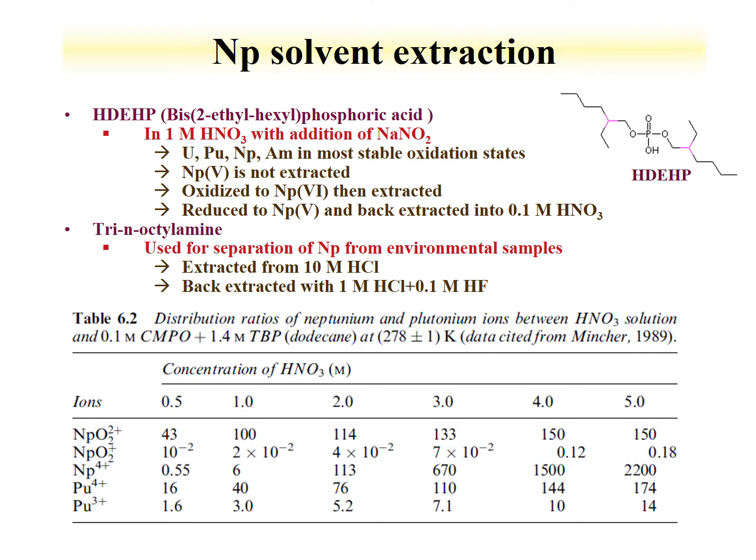Trioctylamine is also used, and this has been exploited for separation of neptunium from environmental samples, where you can extract the neptunium in 10 molar HCl, and then back extract it with weaker HCl and a little bit of HF.